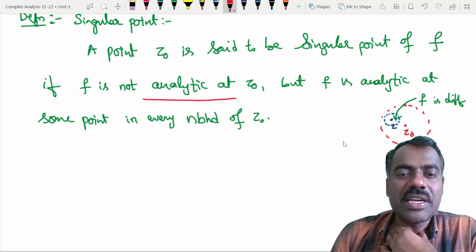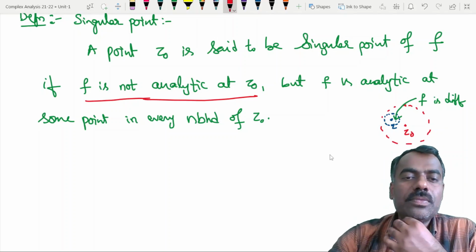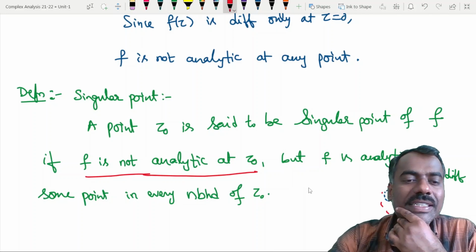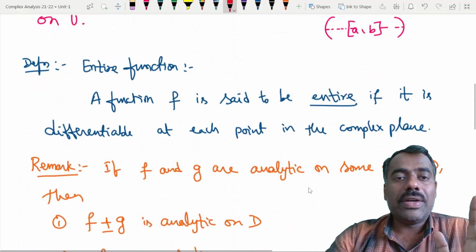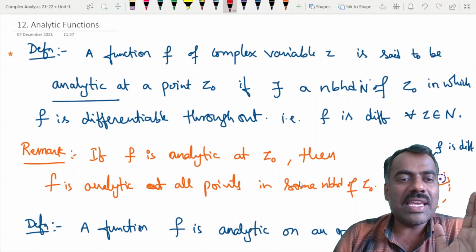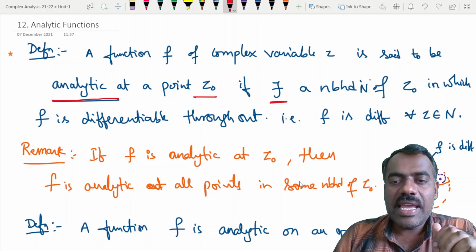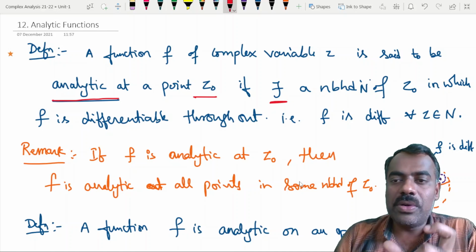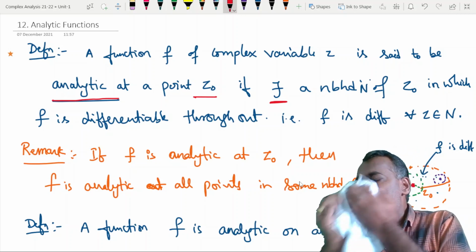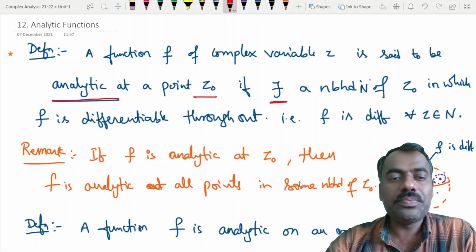First, at least understand this one. When we say that f is not analytic at z naught, go slow. What is meant by f is analytic at z naught? If you see here, what is meant by saying f is analytic at z naught? If there exists at least one neighborhood where f is differentiable everywhere in that neighborhood, right?